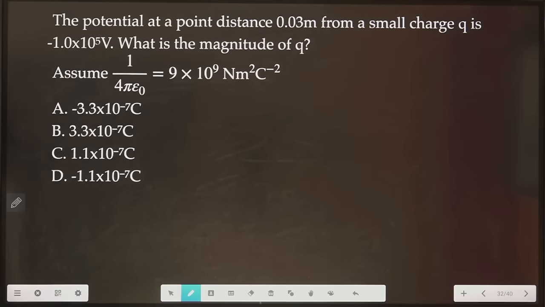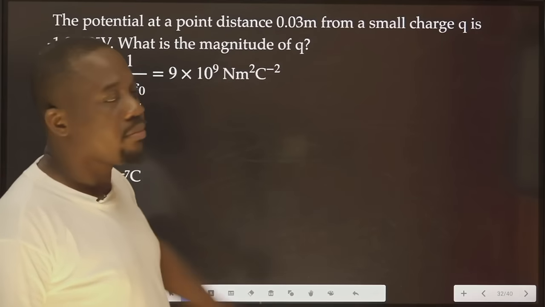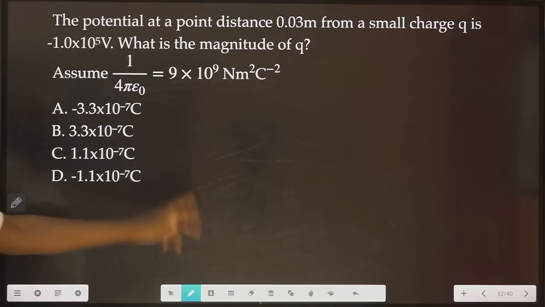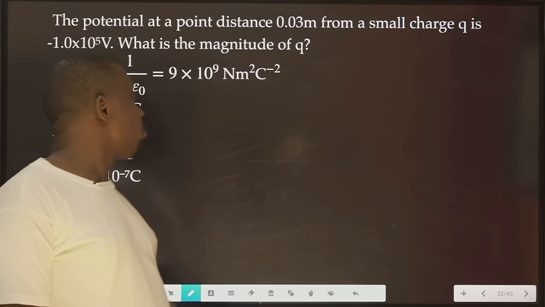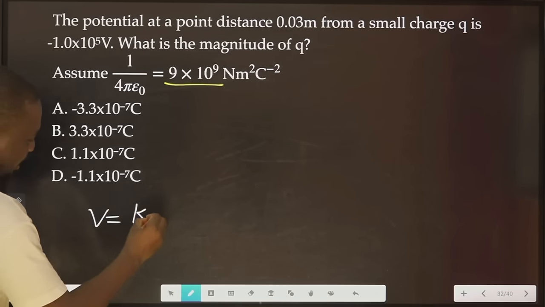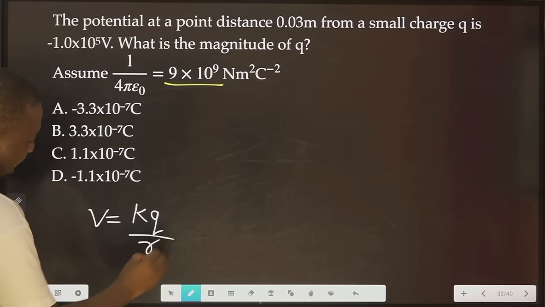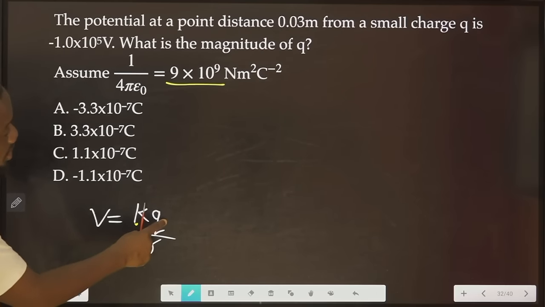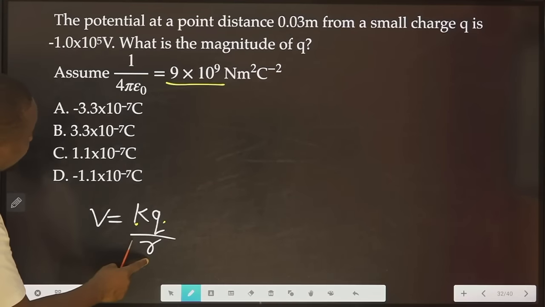Let's look at this. It says the potential at a point distance of 0.03 meter from a small charge Q is this. What is the magnitude of the charge? Okay. What is given to us here now? It is called Coulomb constant. So all we have to do is to use this formula that says V is equal to this over R. This is the Coulomb constant. This is the electric potential. This is the charge. This is the distance from the charge.